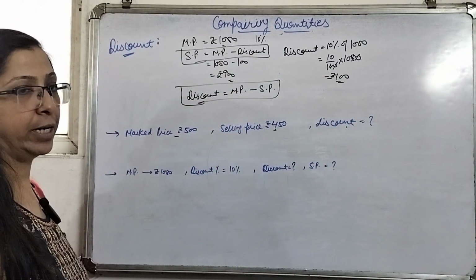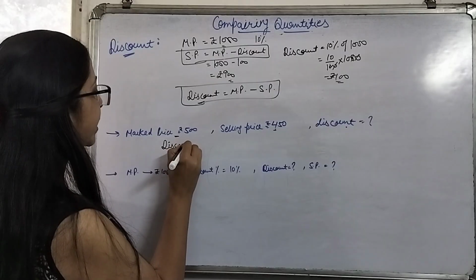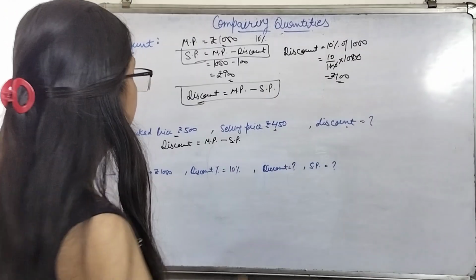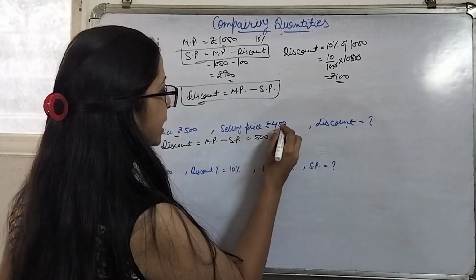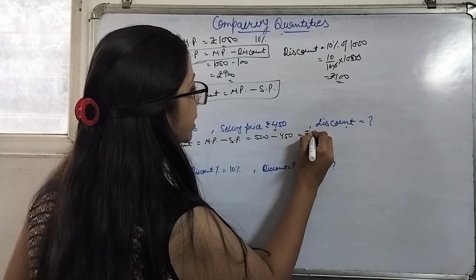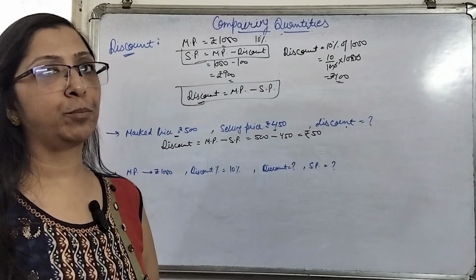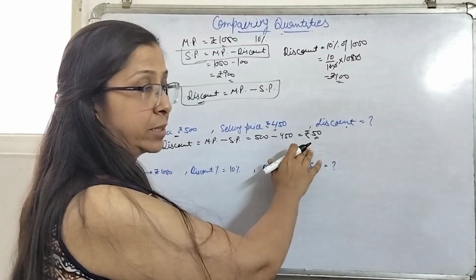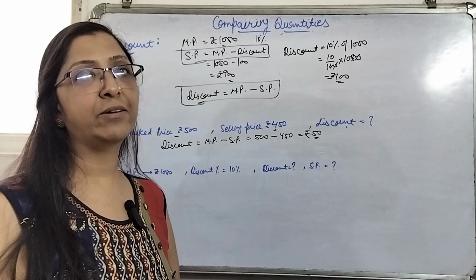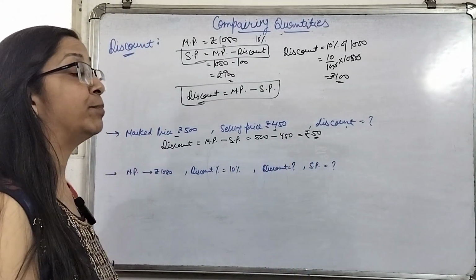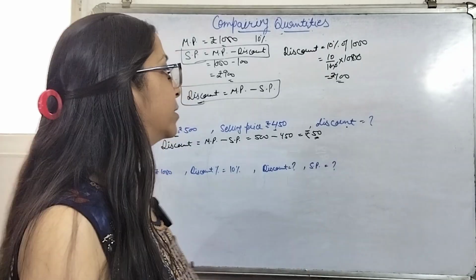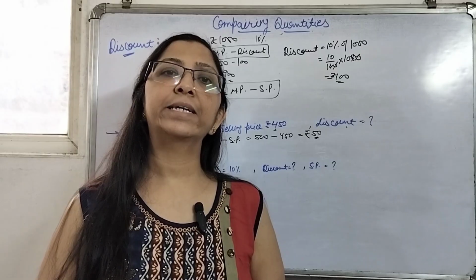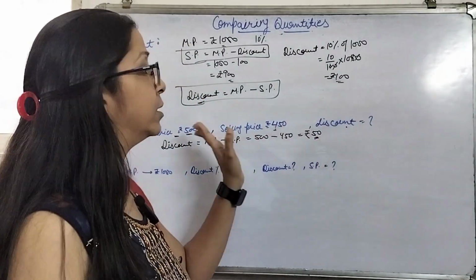From this formula we can calculate discount: marked price minus selling price. Marked price over here is 500 rupees and selling price is 450 rupees. So a discount of 50 rupees is given by the shopkeeper. Now if we have to find this in terms of percentage, over here it is in rupees. If we have to find what percentage of discount is given, how can we do that? Always and always, discount is given on the marked price. Whenever we are calculating discount, it is always on the marked price.